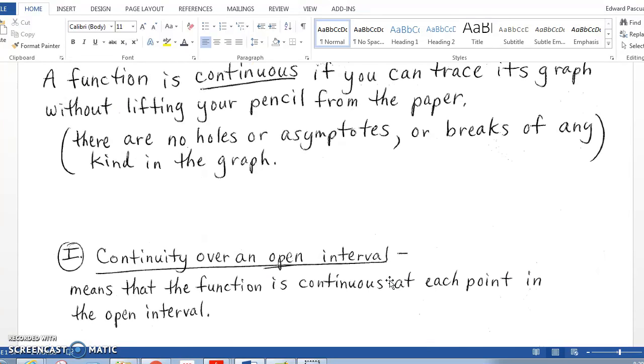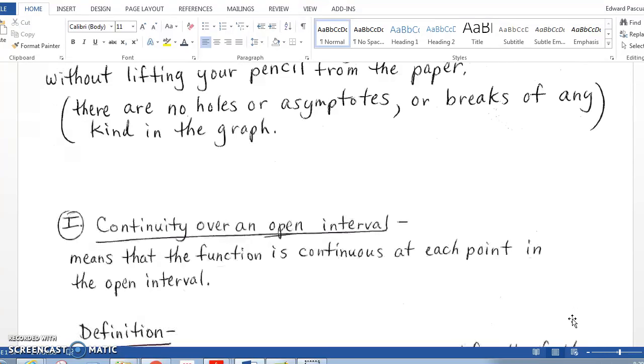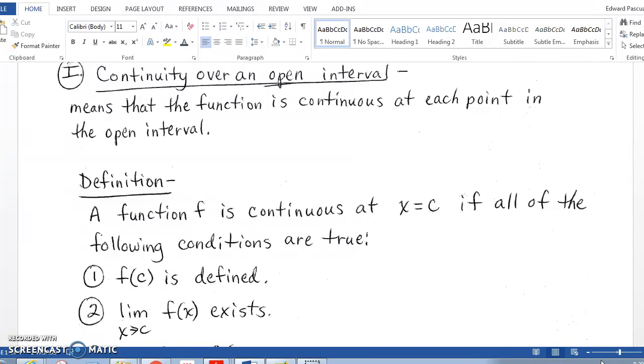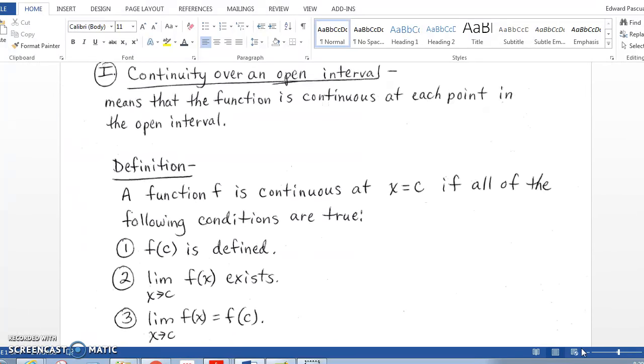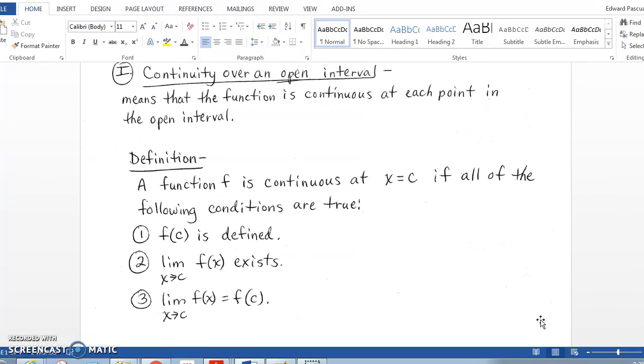Continuity over an open interval means that the function is continuous at each point in the open interval. And here is a definition you want to get used to.